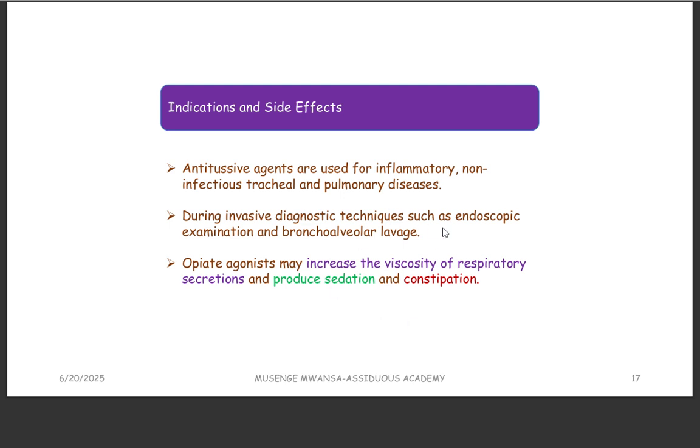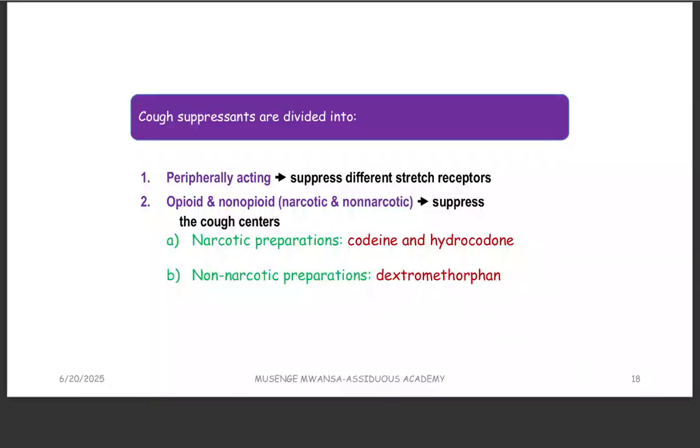So what you do is you can give them these cough suppressants, and then opioid agonists may increase the viscosity of respiratory secretions and produce sedation and constipation. Those are side effects. Remember, the others, the mucolytics and the expectorants, were decreasing viscosity, but these ones can end up increasing viscosity and secretions, and they can produce sedation, like just depress you, and then someone is low, okay, and they can cause constipation.